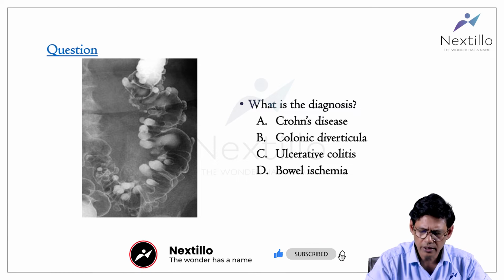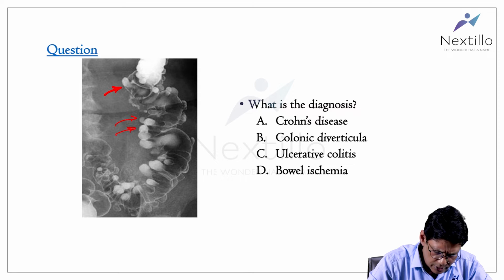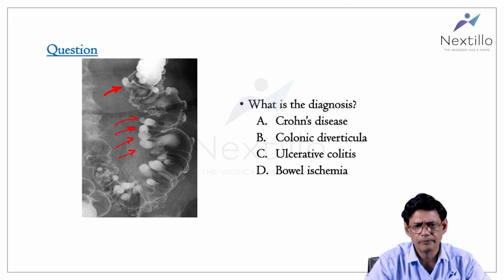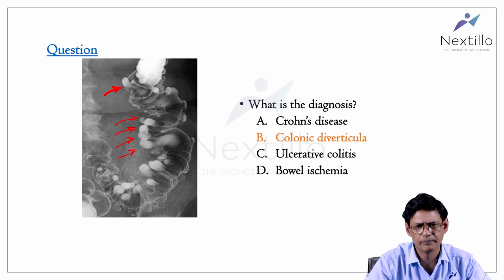This is once again a barium study over here. In this barium study, we can once again see that the barium has become accumulated in a number of pouches all over the colon. This is a typical picture of the colonic diverticula.